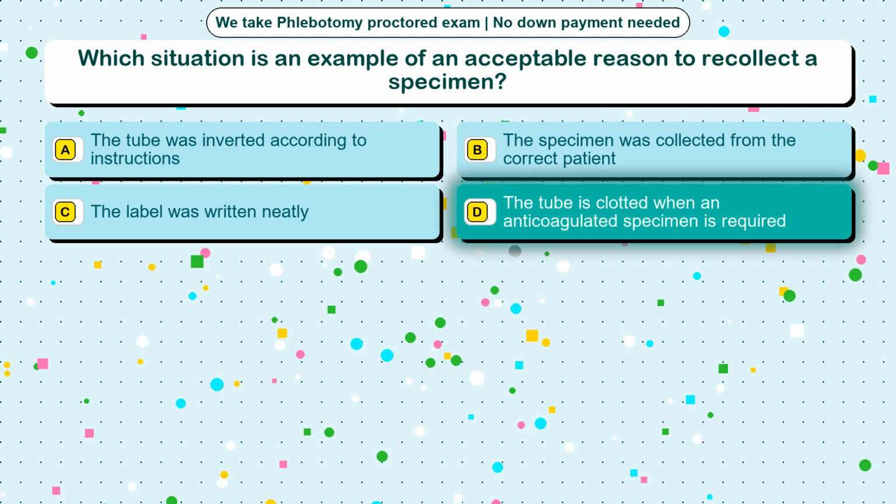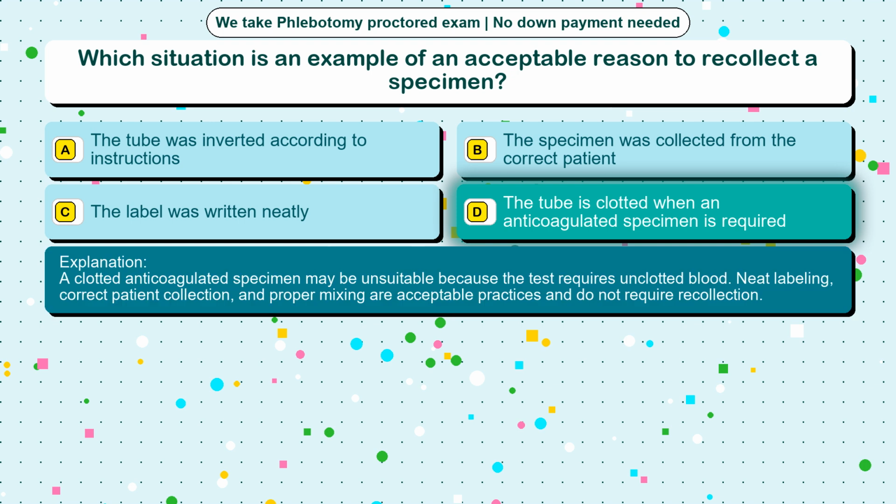The correct answer is option D. The tube is clotted when an anticoagulated specimen is required. A clotted anticoagulated specimen may be unsuitable because the test requires unclotted blood. Neat labeling, correct patient collection, and proper mixing are acceptable practices and do not require recollection.